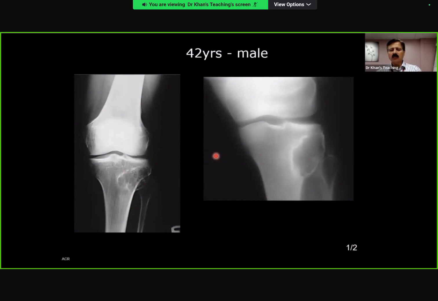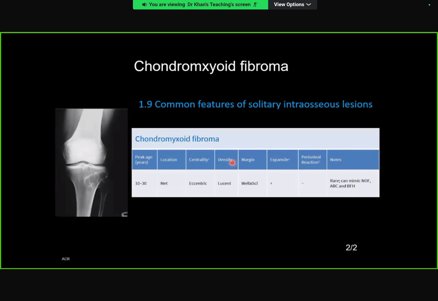But you might like to, if, for example, you're shown a case of non-ossifying fibroma, which I'm going to show you in the next chapter, and the examiner is asking, what is your differential? Then you can consider this and rule that out because the age group is different and radiology is slightly different also.